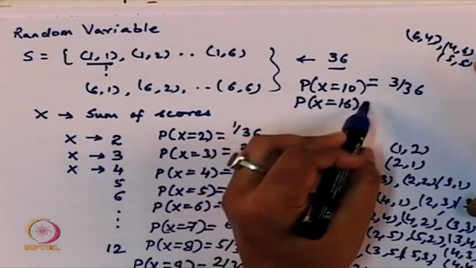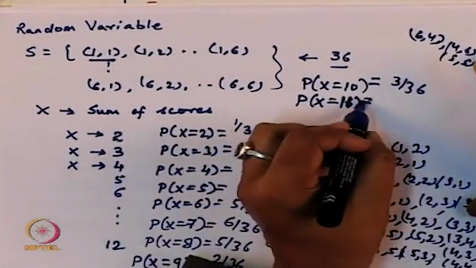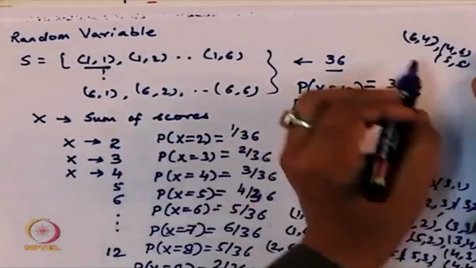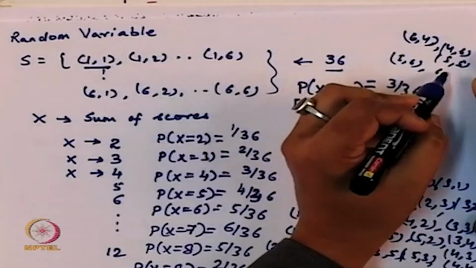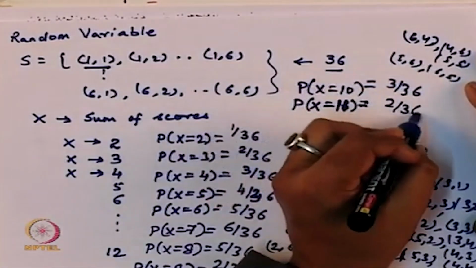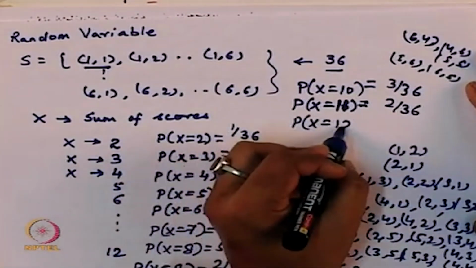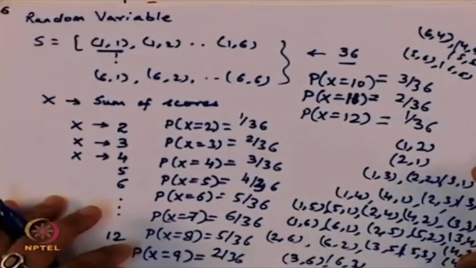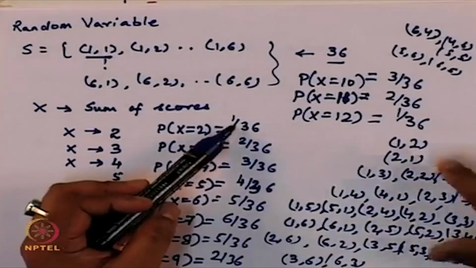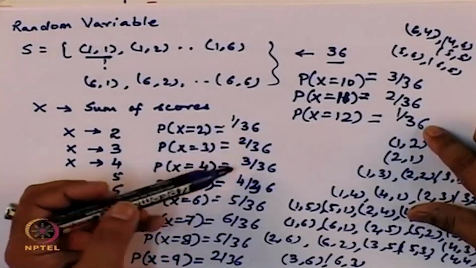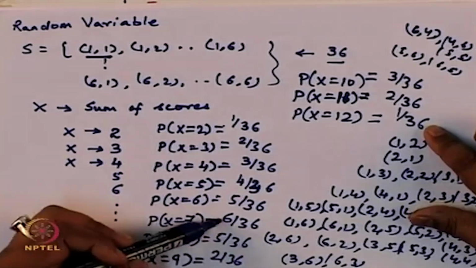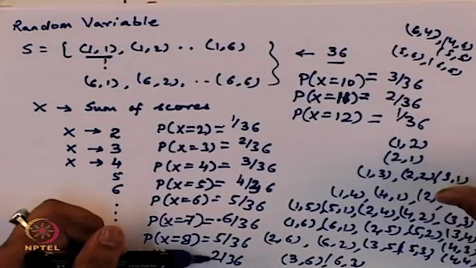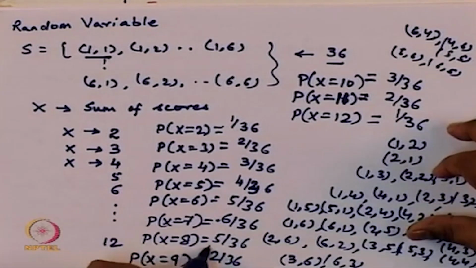X equal to 11 is simply equal to, so I have 5 6 and 6 5, 2 by 36. Probability of x equal to 12 is simply 1 by 36. Okay. So, you have the following possibilities. Your lowest probability is 1 by 36 for x equal to 2 and x equal to 12. Highest is for x equal to 7, which is 6 by 36, and then you have 5 by 36 for x equal to 9, 3 by 36. Actually, this is also 4 by 36.